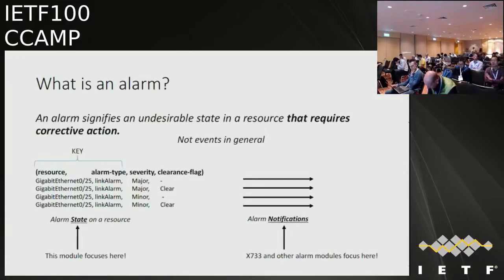Good. So, when we say alarm in this module, we are referring to an alarm as a state on a resource, not a notification. So conceptually, an alarm is an undesirable state in a resource that requires corrective action, meaning this is not for events in general, this is not for logging in general. Every alarm is important and it needs someone to take an action, a human or a software, but the meaning is, don't use this to throw just events into it. It's serious things that someone needs to take action on. If that's not true, it shouldn't go into this alarm module. It should go into logging somewhere.